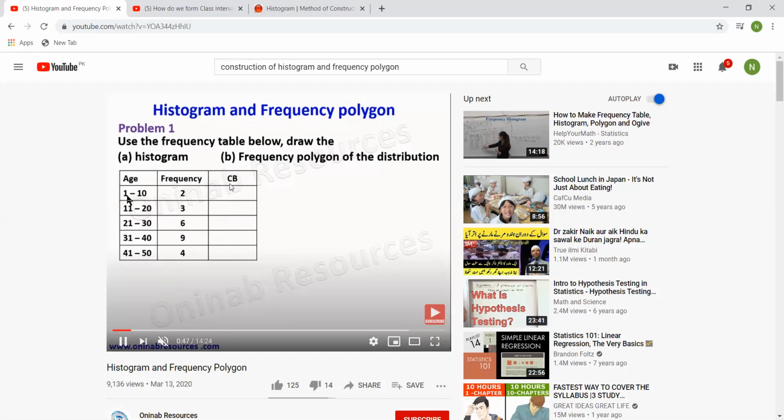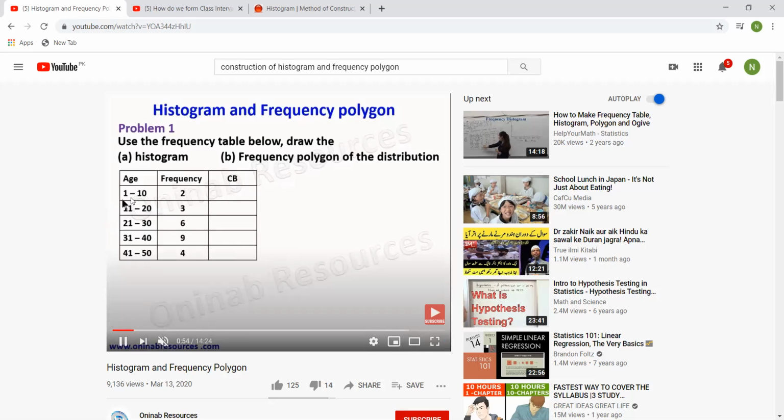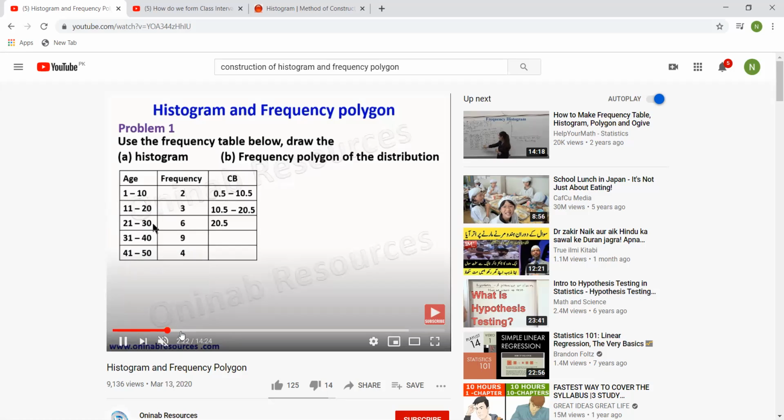So we need to add an additional column which is called the class boundary. Now you know, the class boundary means subtract 0.5 from the lower limit and add 0.5 to the upper limit of the class interval. So when we subtract 0.5 from 1, it becomes 0.5, and add 0.5 to the upper limit, it becomes 10.5. Now these are the class boundaries. You can just check 0.5 till 50.5. These are the class boundaries, which are overlapping class intervals.